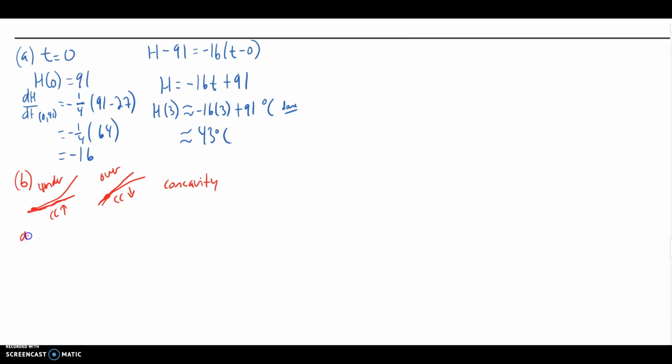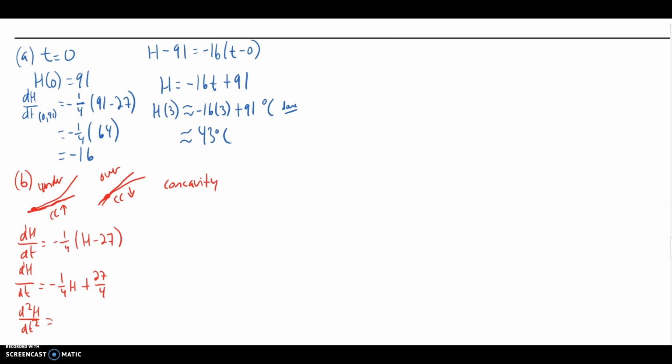So we're going to start by going back to our dh dt. And since I know I'm going to differentiate this, I'm going to go ahead and distribute on that right side. Get negative 1/4 h plus 27 over 4. And now I'll take the second derivative with respect to time.